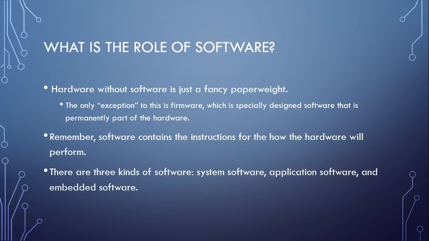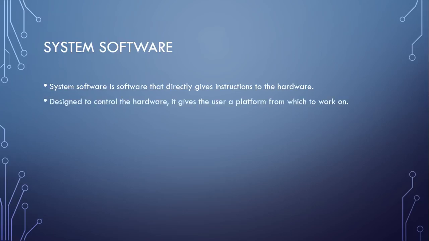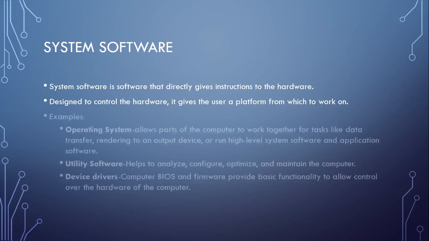And there are three kinds of software. You have system software, application software, and embedded software. All right, so let's first talk about system software, which is probably the more important one. This is software that gives instructions directly to the hardware. And what I mean by that is that it's designed to control the hardware, and it gives the user a platform from which to work on.